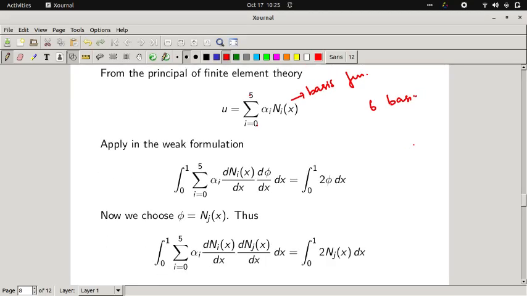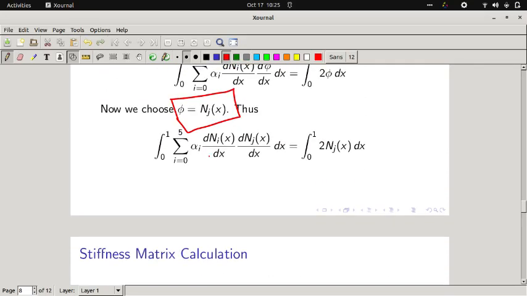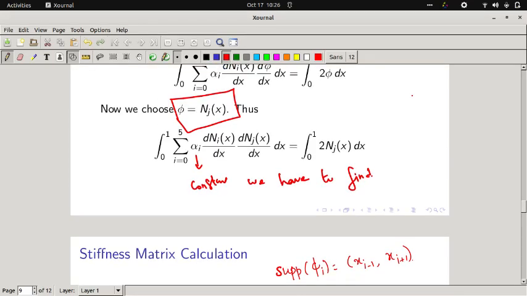Now I choose the test function as nj of x. What will happen is our next step. Here alpha i is simply a constant that we have to find. So our aim is to find the stiffness matrix. We already assume that the support of phi i is x(i-1) to x(i+1).